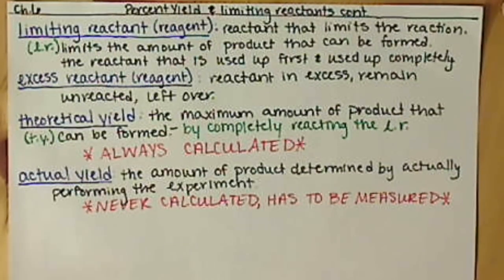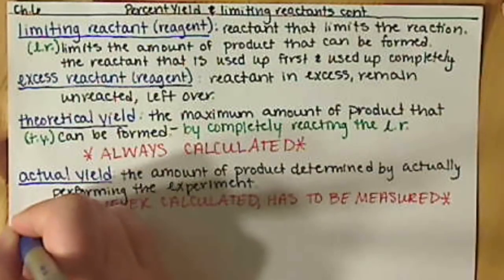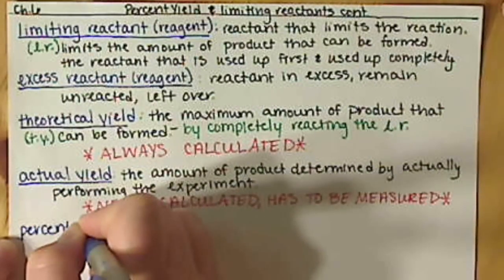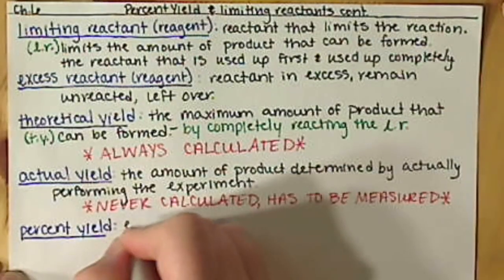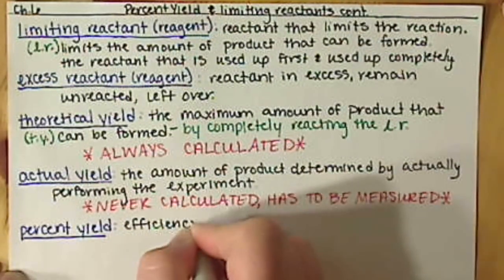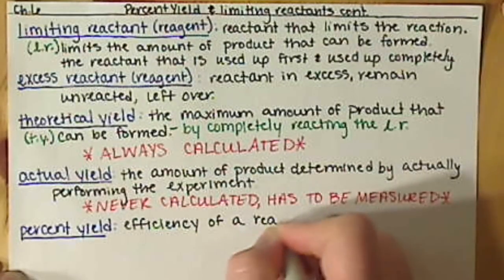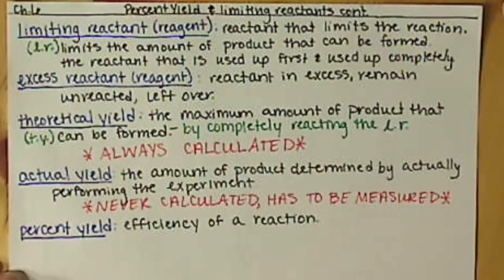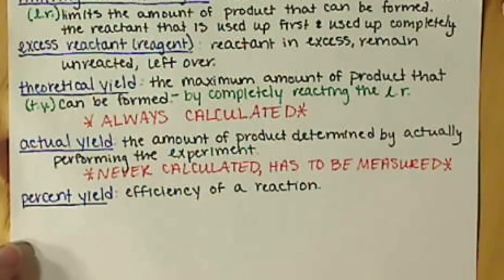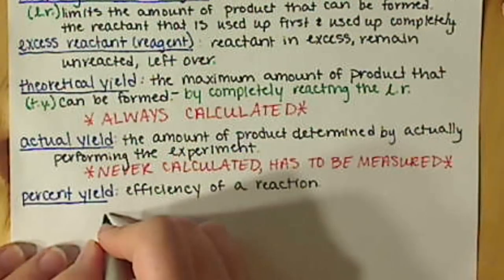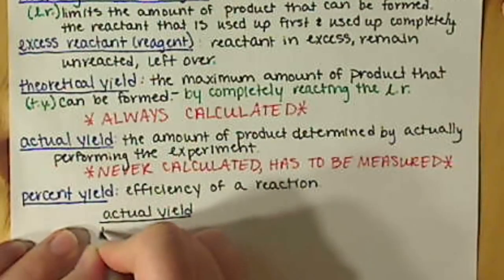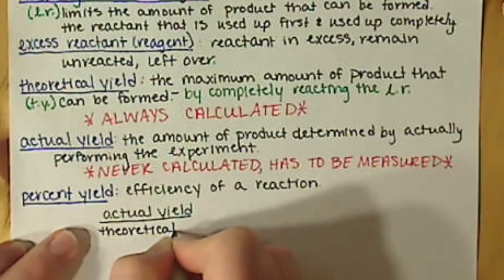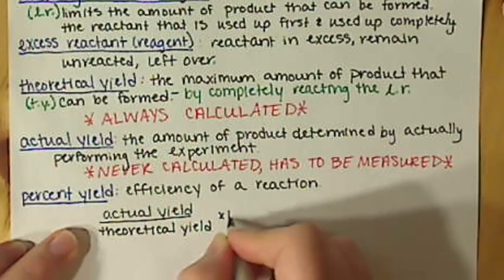Okay. Now the whole point of doing all these calculations is to look at our percent yield. And this is basically looking at the efficiency of the reaction. Also sometimes used as looking at the efficiency of the chemist. Little test for that. Okay. And we calculate the percent yield by taking our actual yield divided by the theoretical yield, times 100.